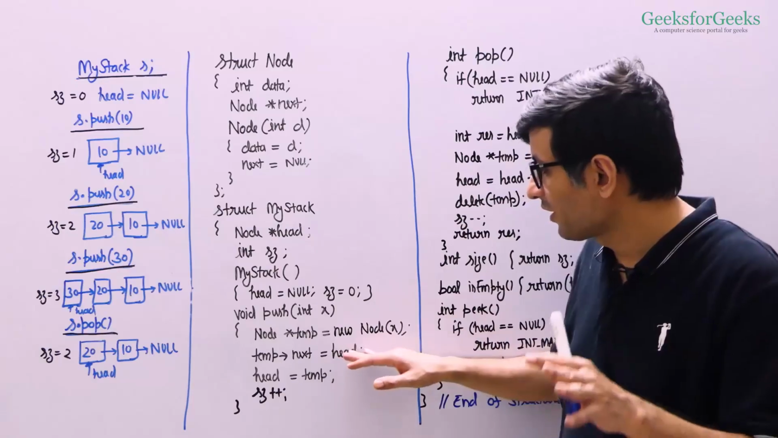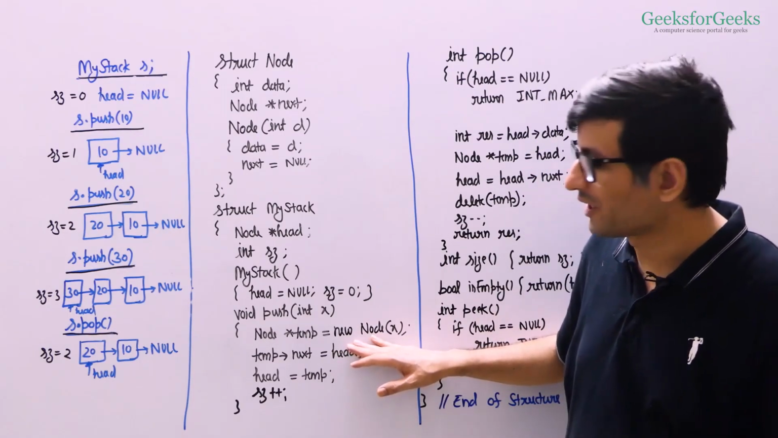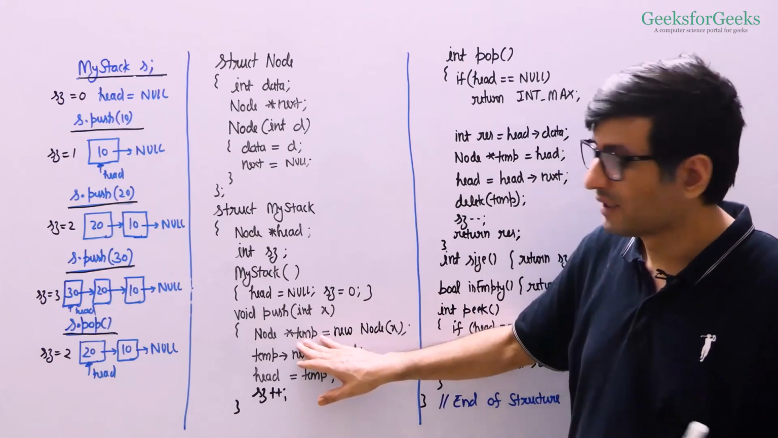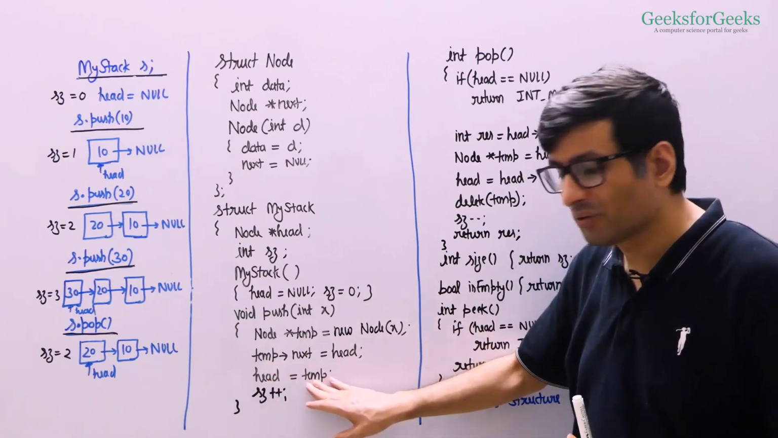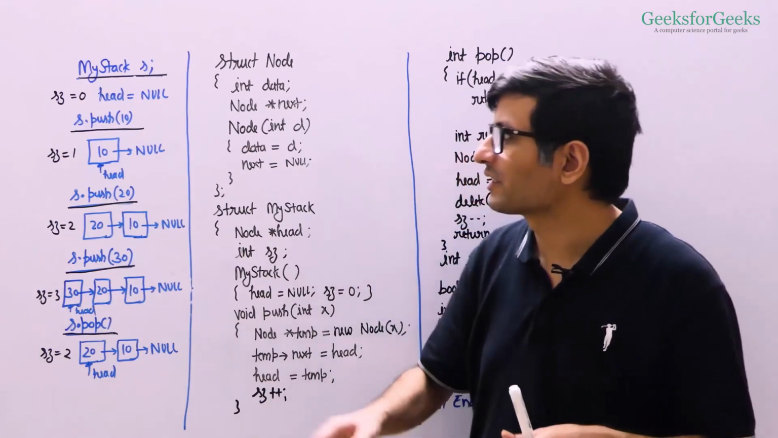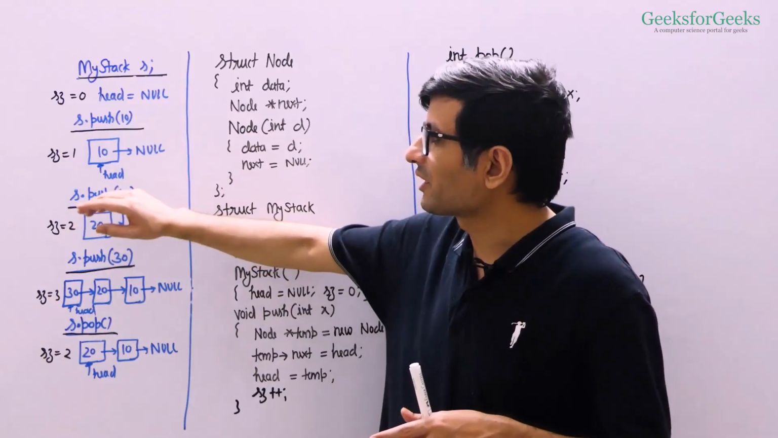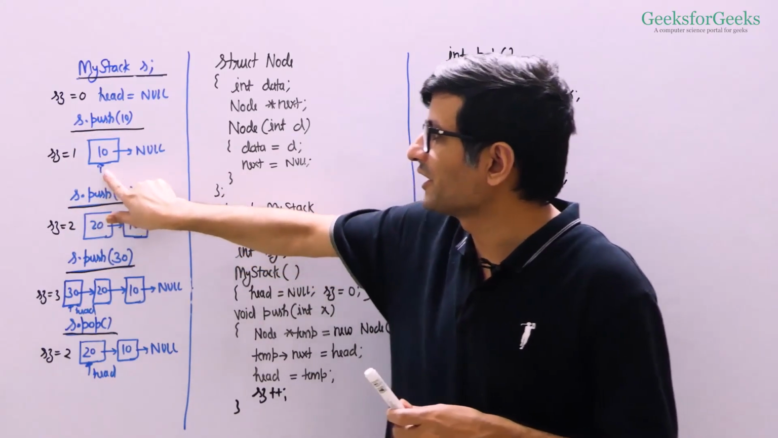So this code simply first allocates memory for the new node that you are going to create, and we call this new node as temp. And we are going to make temp arrow next equal to head, and then head equal to temp. So this handles all the cases, null and non-null cases. See, if head is null, even in that case, you will first allocate memory for a new node, and let's say we have initially this as temp.